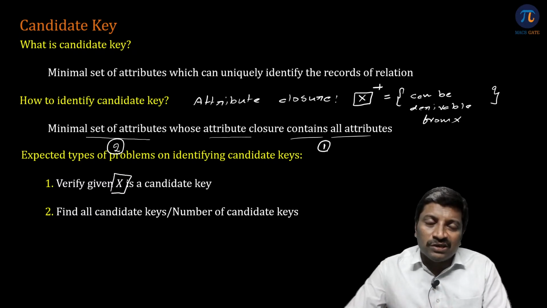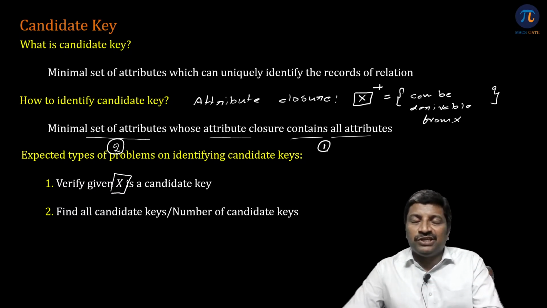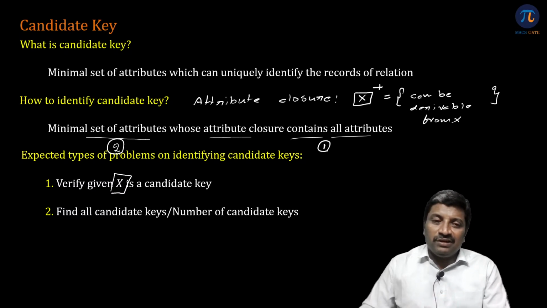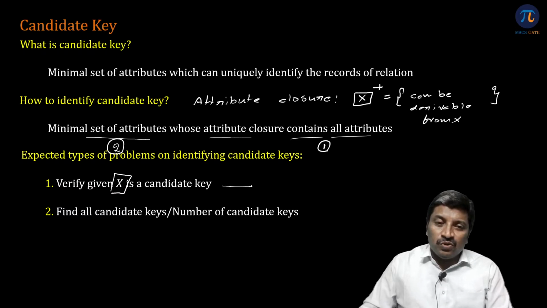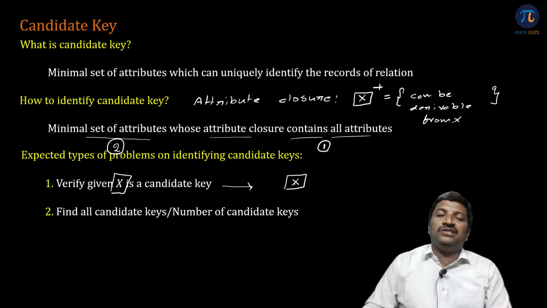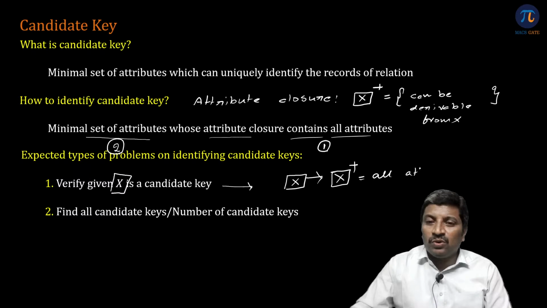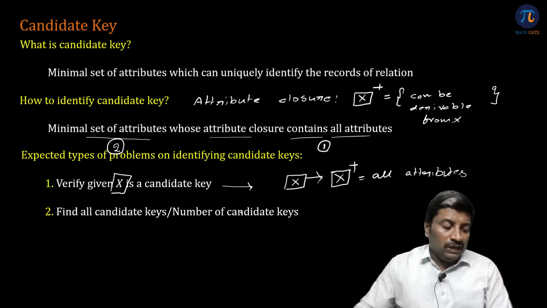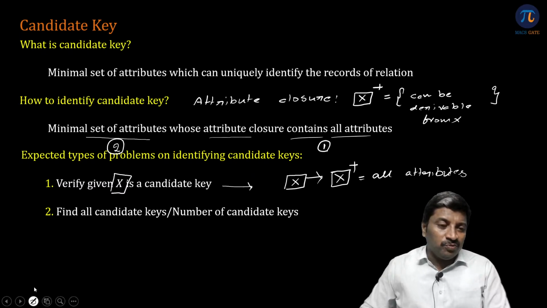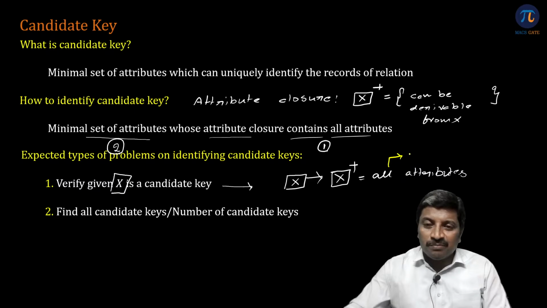Fine. So let us start with the first one. Whenever they give a set, we need to identify whether it is a candidate key or not. For that, the first step is I find the closure. If we get all attributes, then it means it is a key.